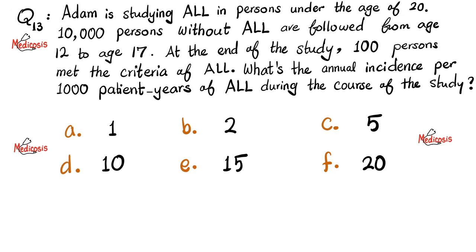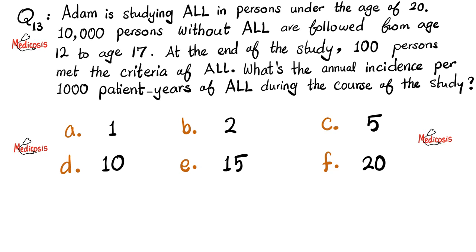Pause and review. Meet Adam, a researcher who uses money from the government to investigate and study acute lymphoblastic leukemia in persons under the age of 20 years. 10,000 persons without ALL are followed from age 12 to age 17. At the end of the study, 100 persons met the criteria of acute lymphoblastic leukemia. What's the annual incidence per 1,000 patient years of ALL during the course of the study? Is it 1, 2, 5, 10, 15, or 20? Why don't you pause the video and try to solve this yourself? Show me. Put me in my place.